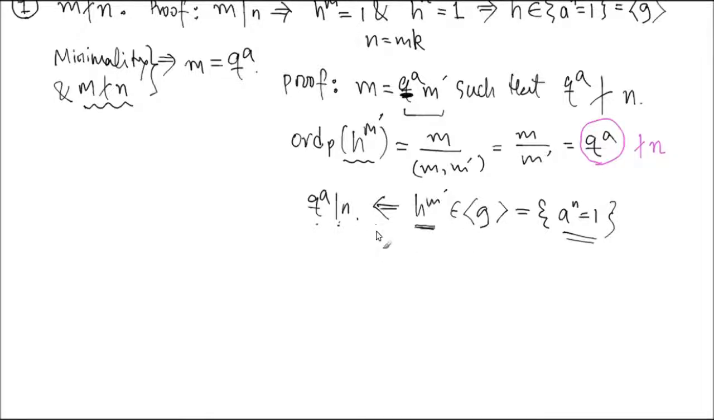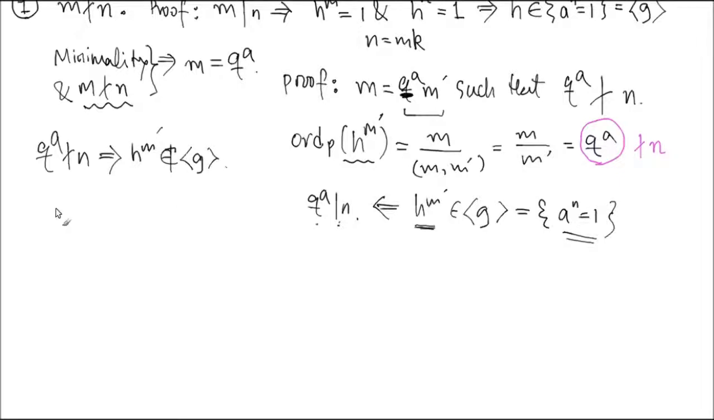So what is the contrapositive statement of this? If this doesn't happen, and this one doesn't happen, right? So if q to the a doesn't divide n, which is the fact we have, and you're flipping the side, you conclude that h to the m prime is not part of this element in there. Is that right? Okay. Is that clear? So q to the a not dividing n implies that our new element h to the m prime is now outside the G. Okay?